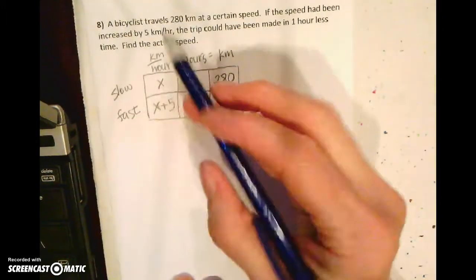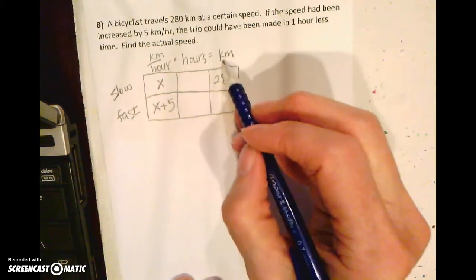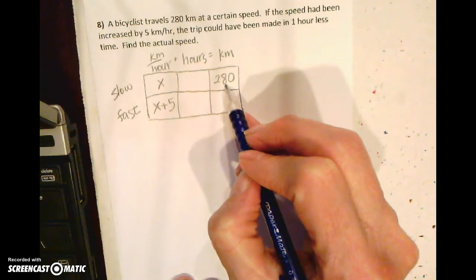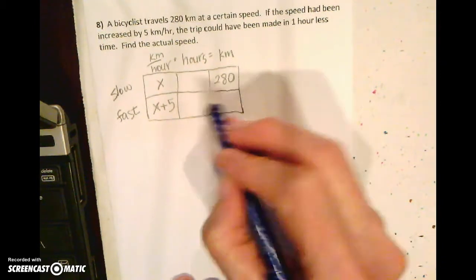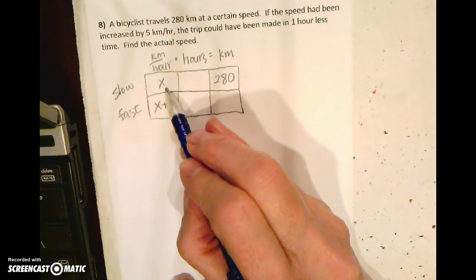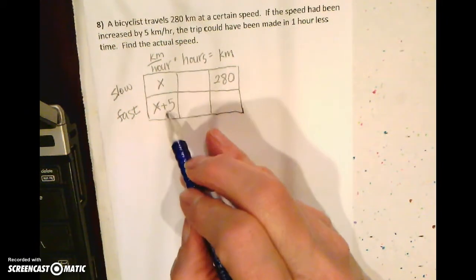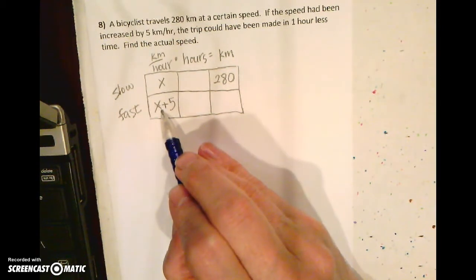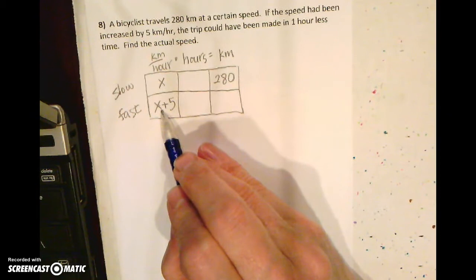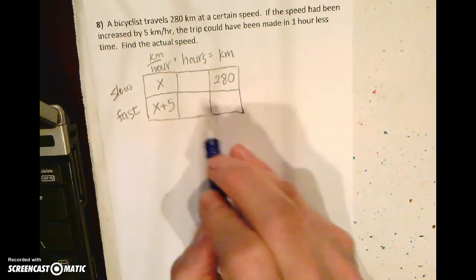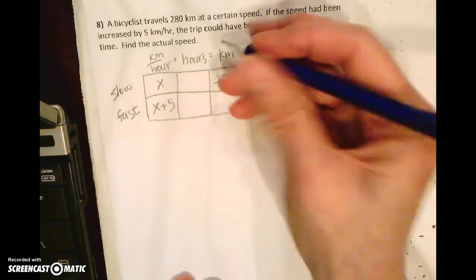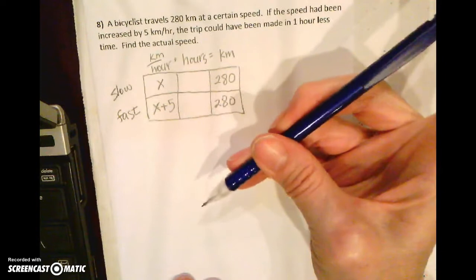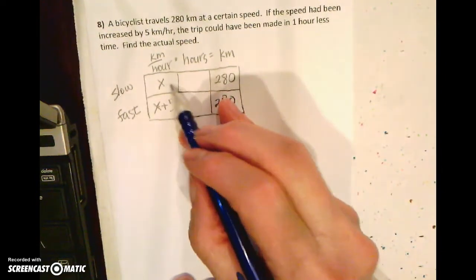So the first thing I noticed, it said 280 kilometers. So underneath kilometers, I had this guy go 280 kilometers at a certain speed. We don't know what that speed was, so I called it x. If the speed had been increased by 5 miles per hour, so that's the faster one, x plus 5, the trip could have been made in 1 hour less time. So he traveled the same amount, the same trip, 280 kilometers for both of those. All right, so now we're used to having these two things.